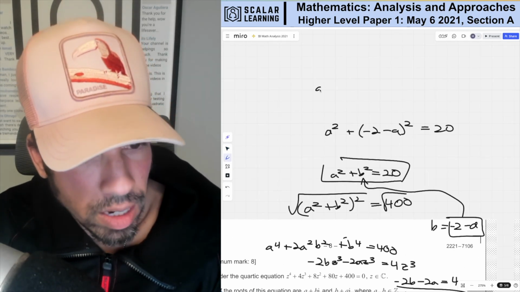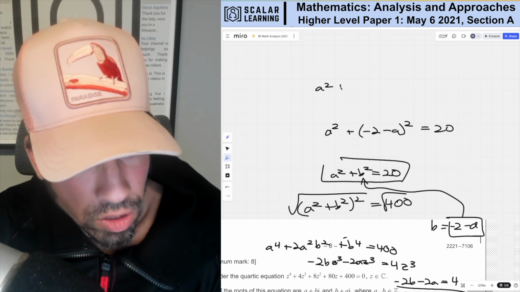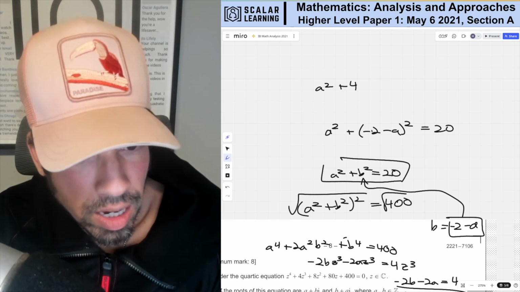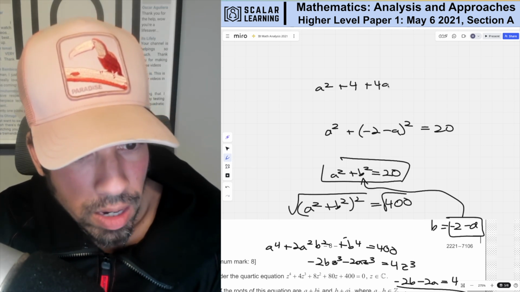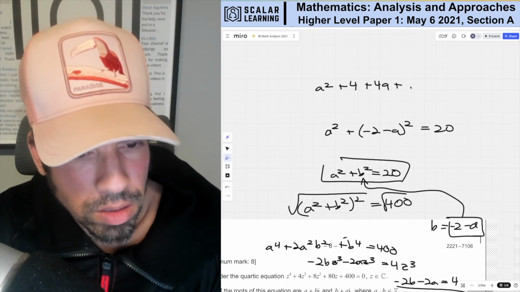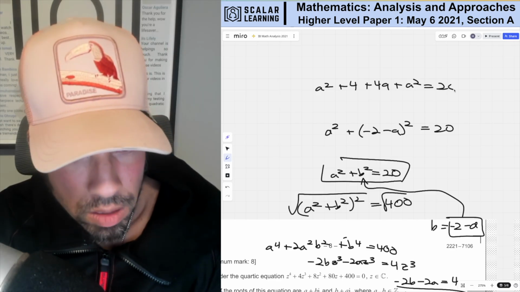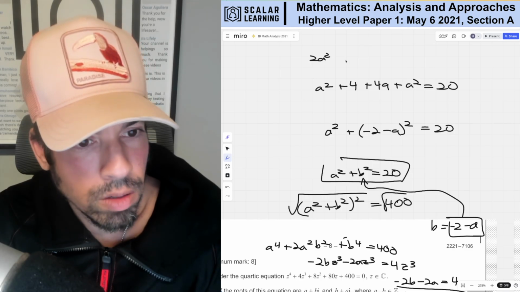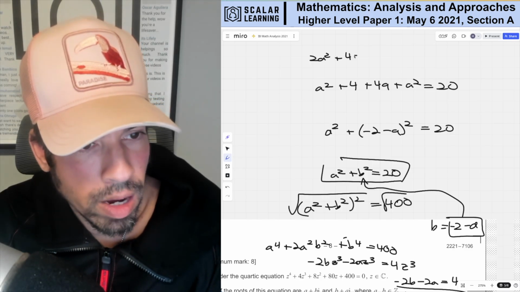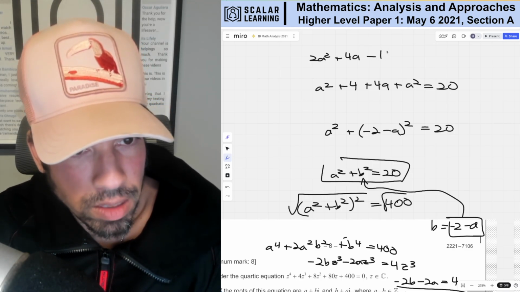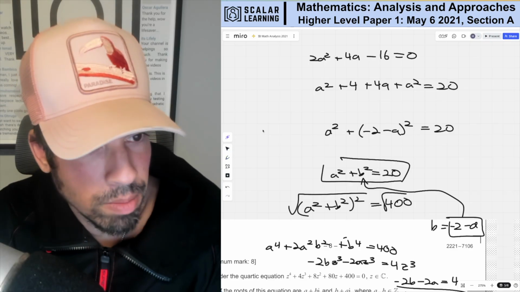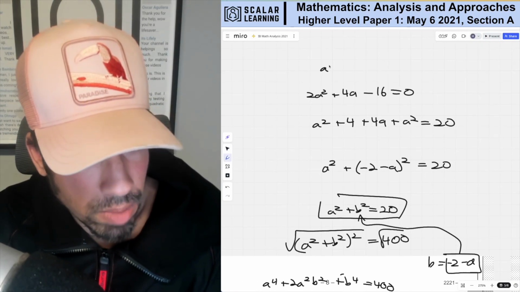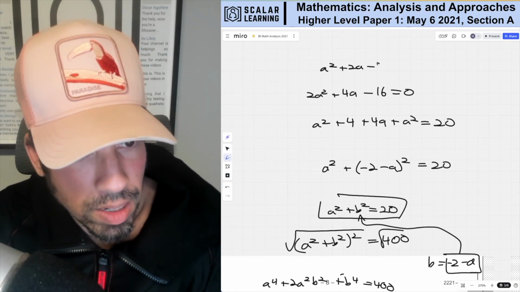So we got a squared. If you FOIL this out, you're going to have 4, and then you're going to have 2a and 2a, which is 4a, and then you're going to have plus a squared is equal to 20. Let's combine everything. So we got 2a squared plus 4a, and then we're going to minus the 20 over, minus 16 is equal to 0. Let's keep it going. We're going to divide everything by 2 to simplify: a squared plus 2a minus 8 equals 0.